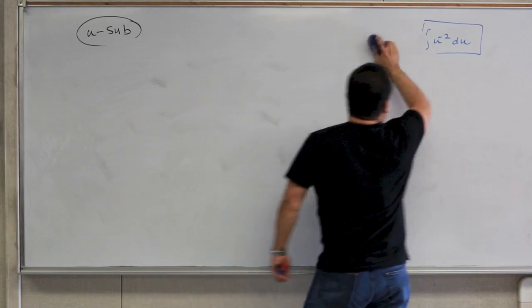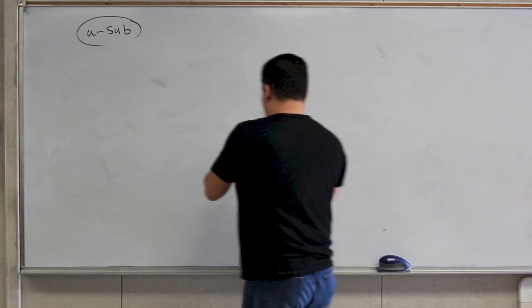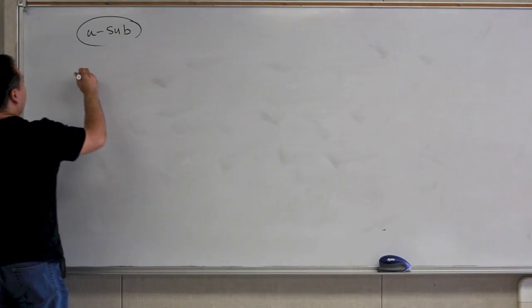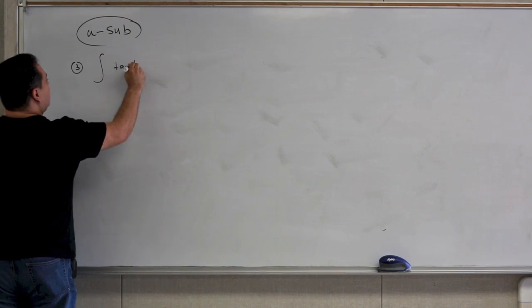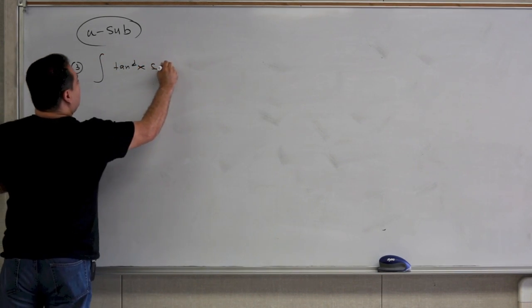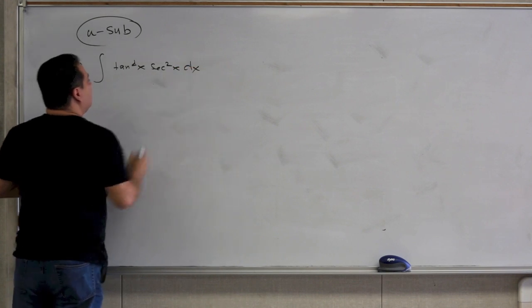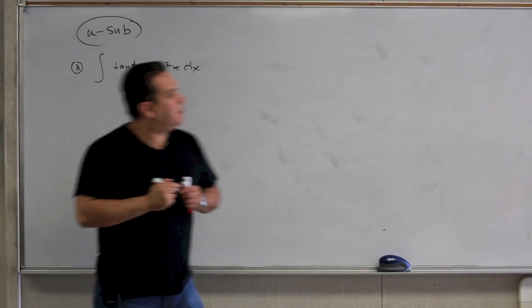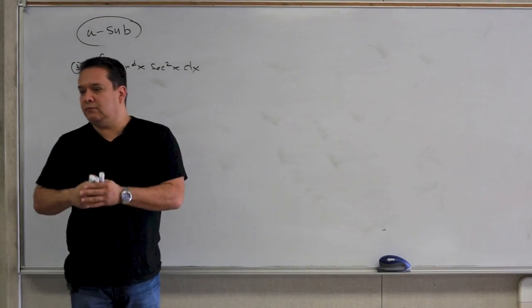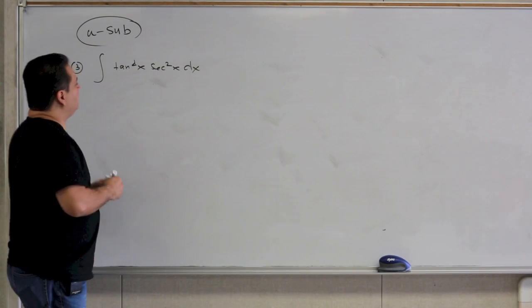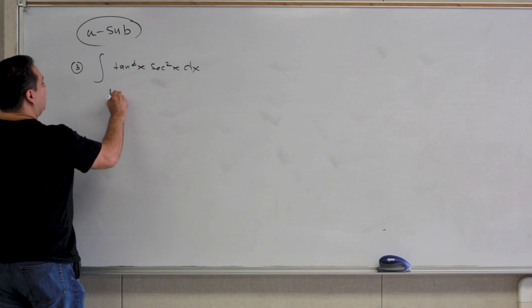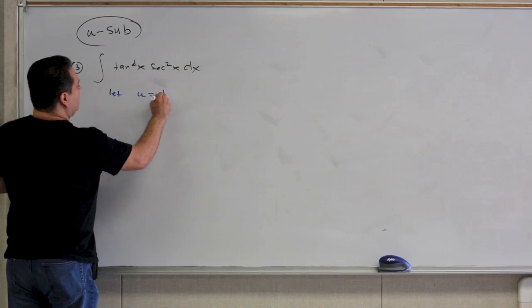And then number 3, I have the integral tangent to the 4th power x secant squared x dx. I'm going to let u be tangent.